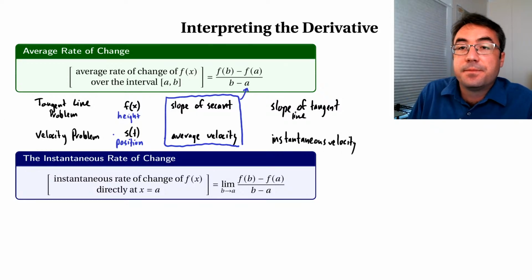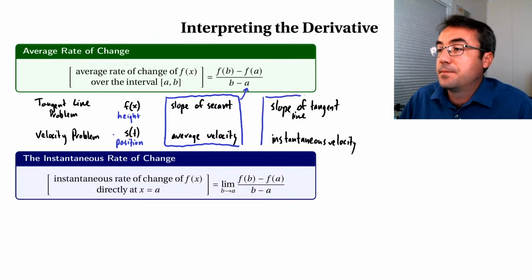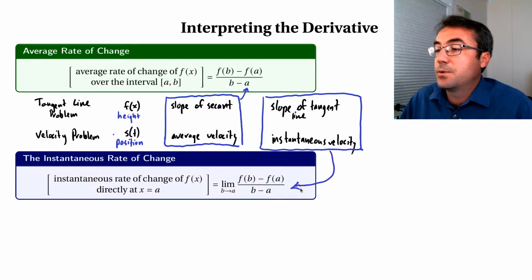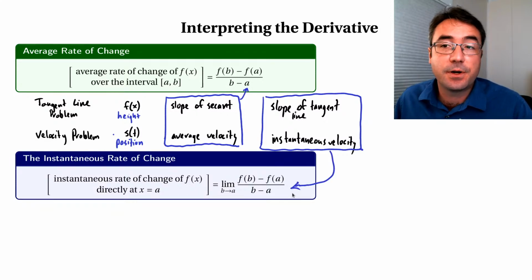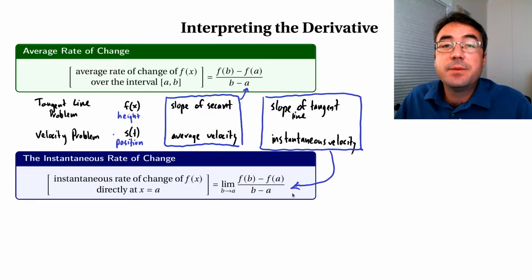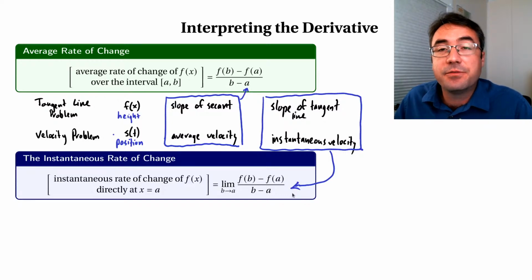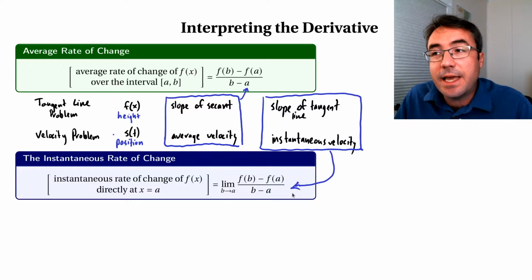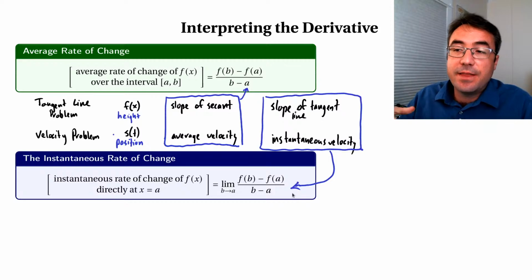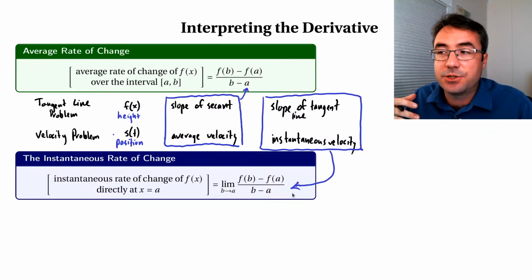And that's what we're showing here for just some arbitrary function f. So if we do the limit as b approaches a of f of b minus f of a over b minus a, the way to interpret that for just some arbitrary function f is that it represents the instantaneous rate of change of our function directly at x equals b. So we have the average rate of change, and then we have the instantaneous rate of change.